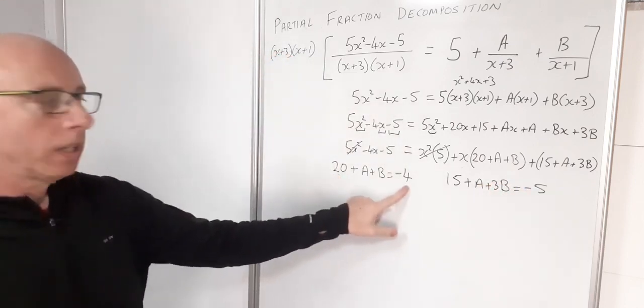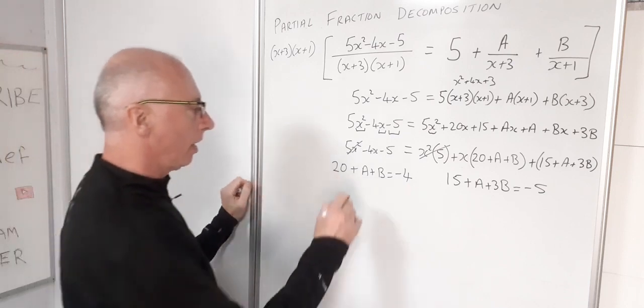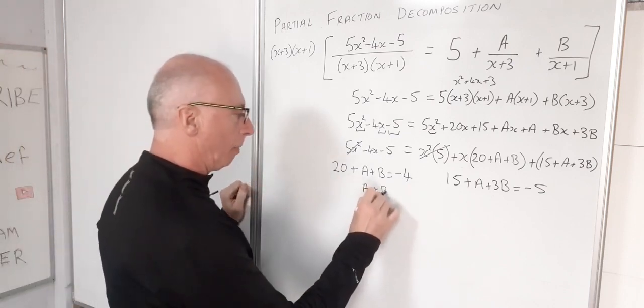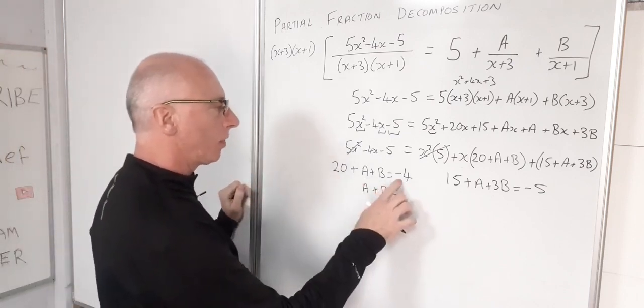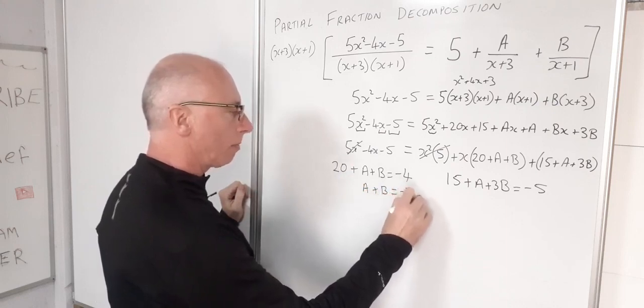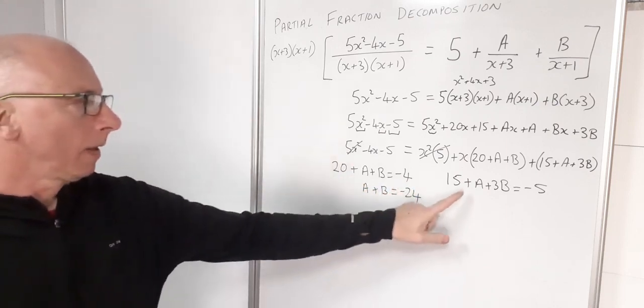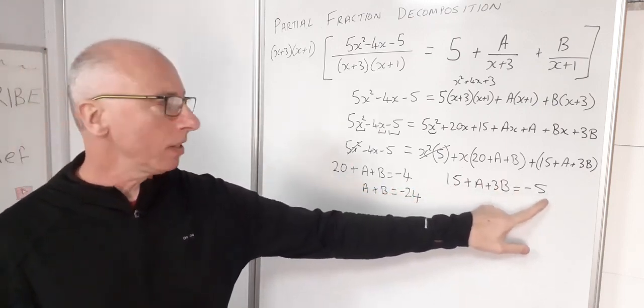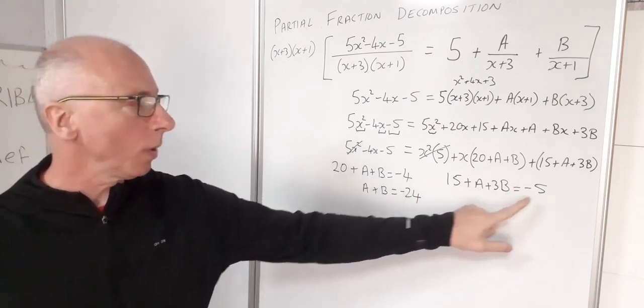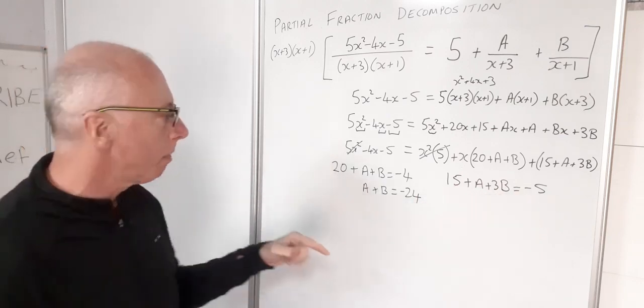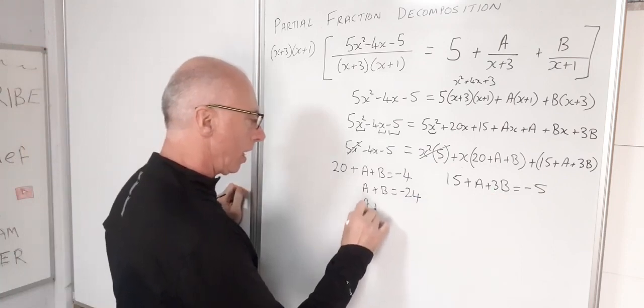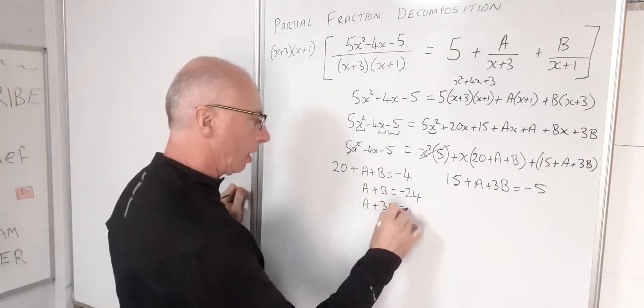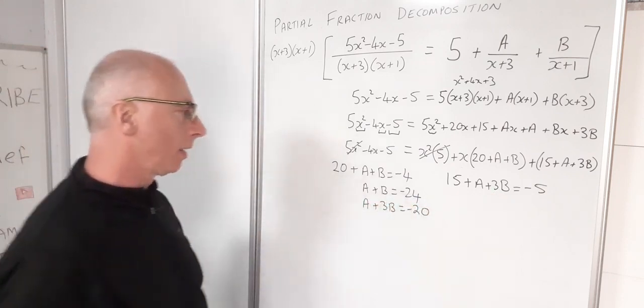Okay, well, let's get this 20 onto this side. So I've got A plus B, that will equal minus 4 minus 20, so that's minus 24. Now if I take the 15 on this side, I'll subtract it, so that'll become minus 20. So A plus 3B equals minus 20.